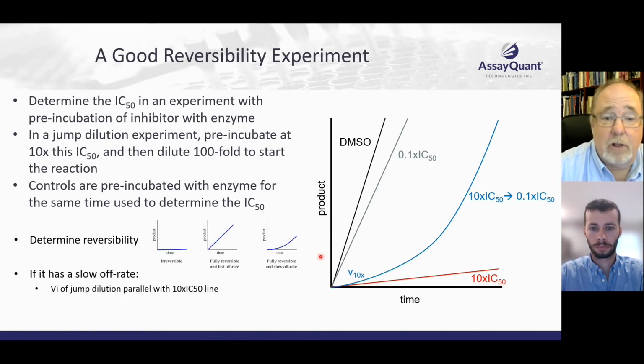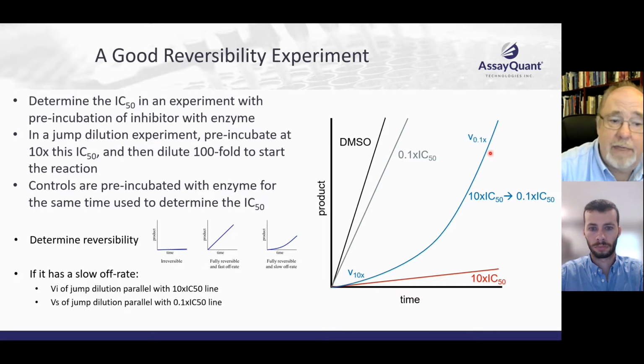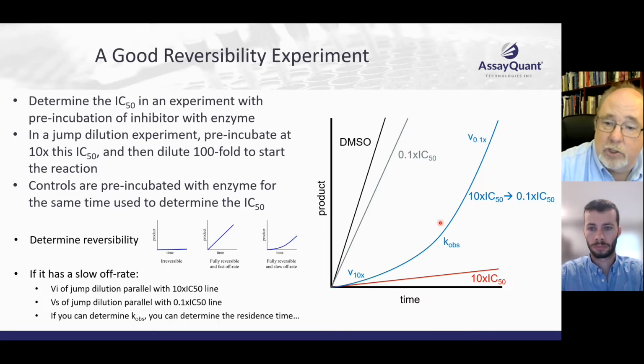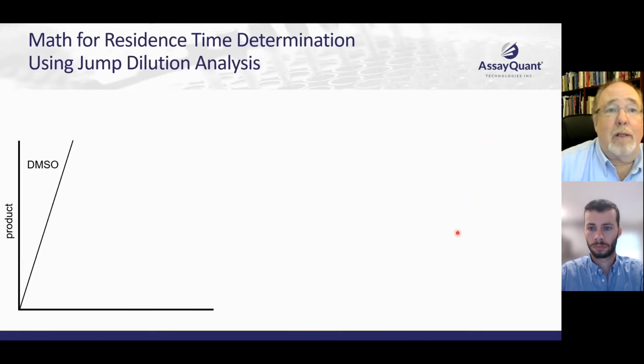Now, if it does have a slow off rate, if it does look like this, then this initial velocity will start here and the final velocity will end there. And if you can determine this rate constant here, you can actually determine the residence time of that slow off rate inhibitor. How do we do that? Well, again, we're going to do it through jump dilution analyses. There are other ways that you can do it that we're exploring, but this is pretty much the most accepted way of doing it now.